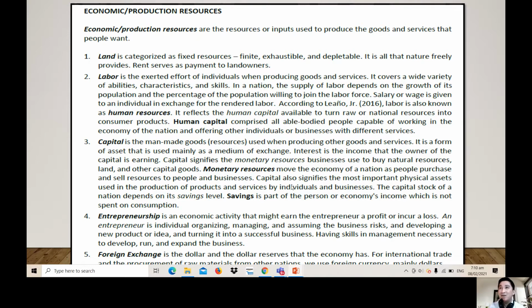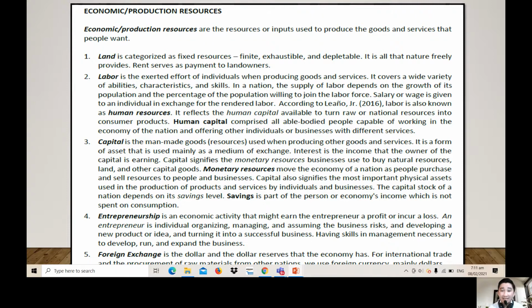Next is the capital. You cannot do business or provide the resources if you don't have this one. So these are man-made goods used when producing other goods and services. It is a form of an asset that is mainly as a medium of exchange. Interest is the income that the owner of the capital is earning. So capital signifies the monetary resources because, okay, businesses used to buy these natural resources, land and other capital goods. So capital, okay, also known as monetary resources, move the economy of a nation as people purchase and sell resources to people and businesses.